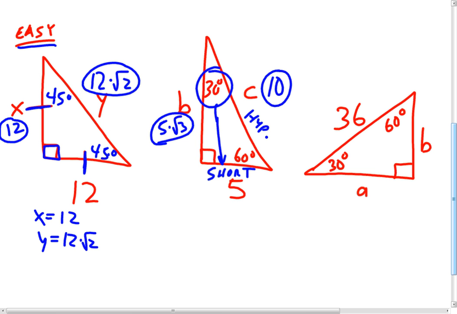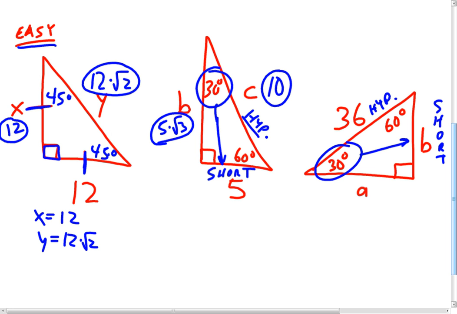Five radical 3, 10. Last one, 30, 60, 90. Circle the 30. Locate your short side. Also, label, just like we did in the second one, label your hypotenuse.